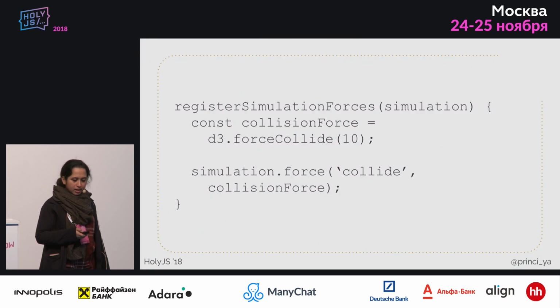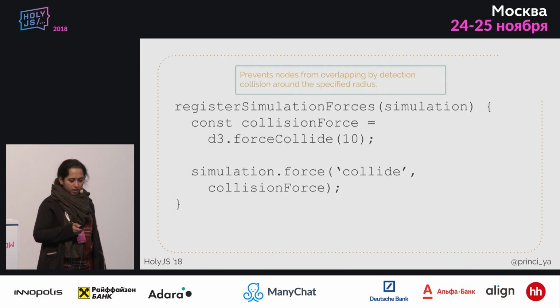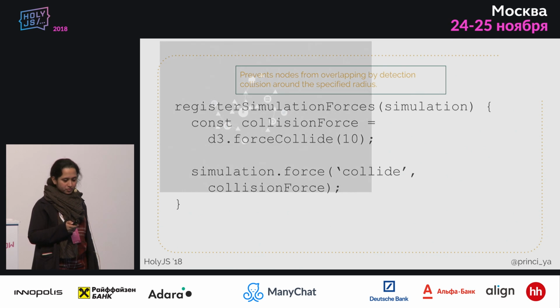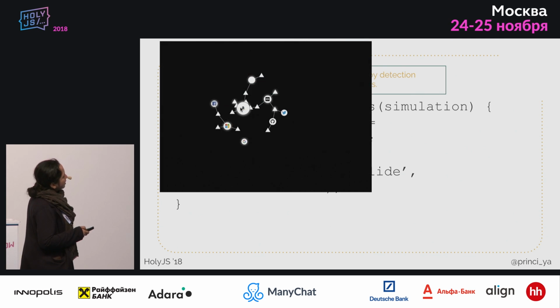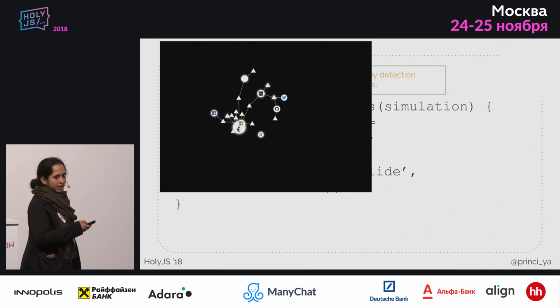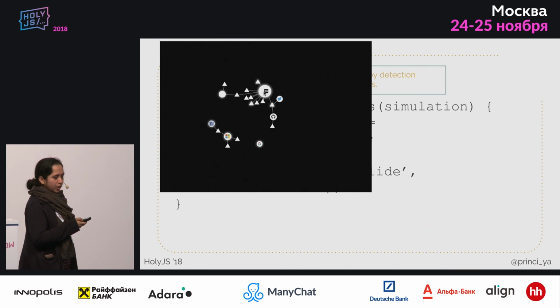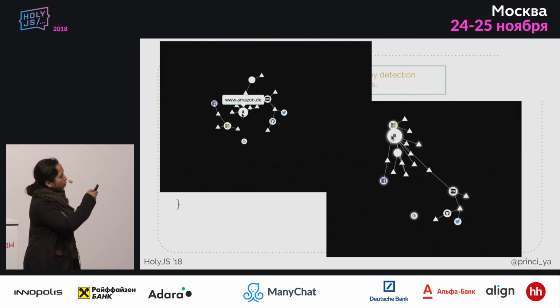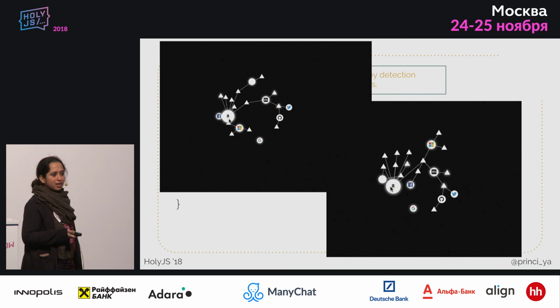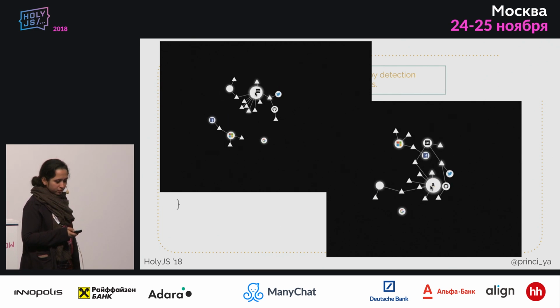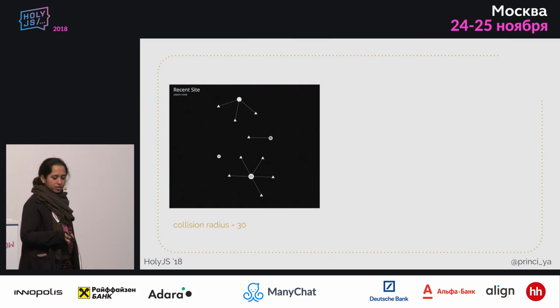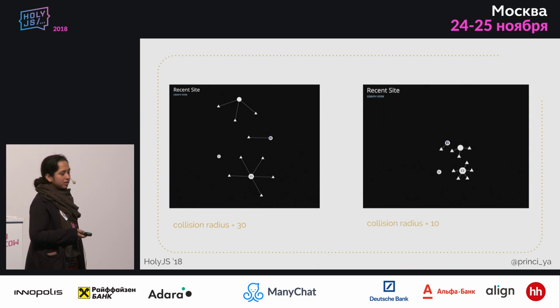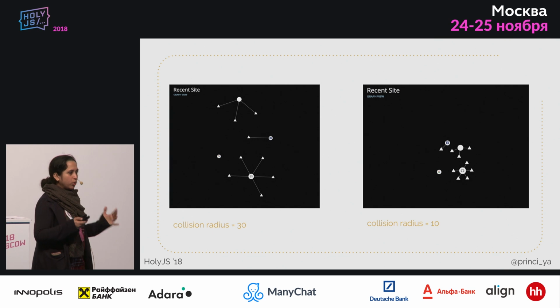The next one was about the collision force. It prevents nodes from overlapping by detecting collision around the specified radius. In the first example, you can see this node is colliding, or in other words, overlapping with other nodes. Now, to prevent this overlap, the collision force had to be registered, and in this case, no two nodes will ever overlap, and this is taken care of by the collision force. The other interesting thing was that a collision radius of 30 drew a graph like this, whereas a collision radius of 10 drew a graph which was much neater. The nodes were more compact.